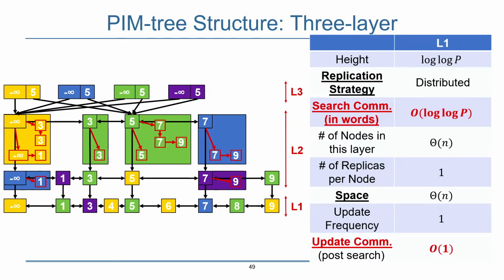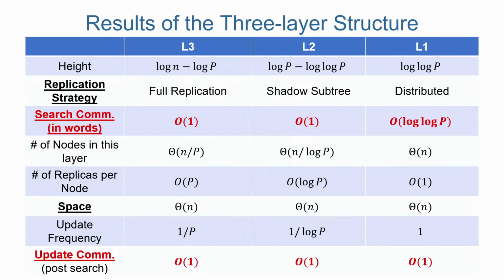And in layer 1, there's nothing more you can do for search. So it's log p because of its height. And there's no replica, so it's constant space and constant update. So what we get at the end is a log p search, and the actual update is constant. But for an update, you'll need to do a search, so update is also log. So that's what we get at the end. And the space is linear.